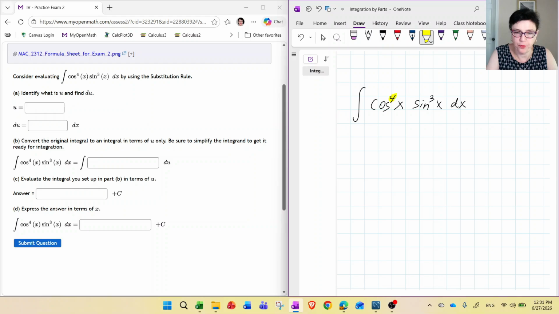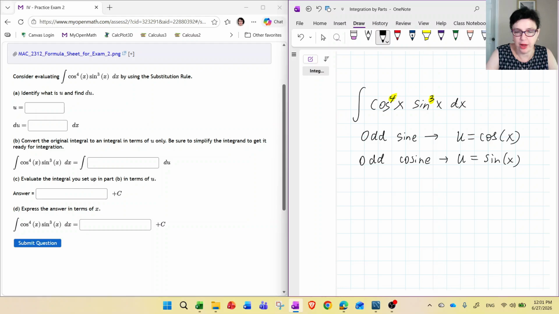Here we have a 4, which is an even number, and here we have a 3, which is an odd number. If you have an odd sine, then the substitution is cosine x. If you have an odd cosine, then you use the other one, sine x. If you have both odd, then you actually have a choice. You can do cosine or sine, but I always recommend doing sine.